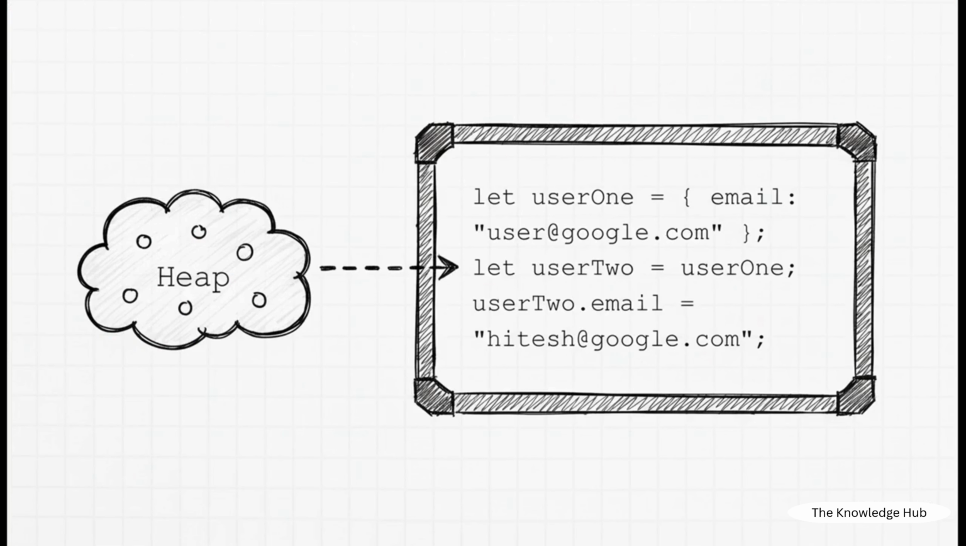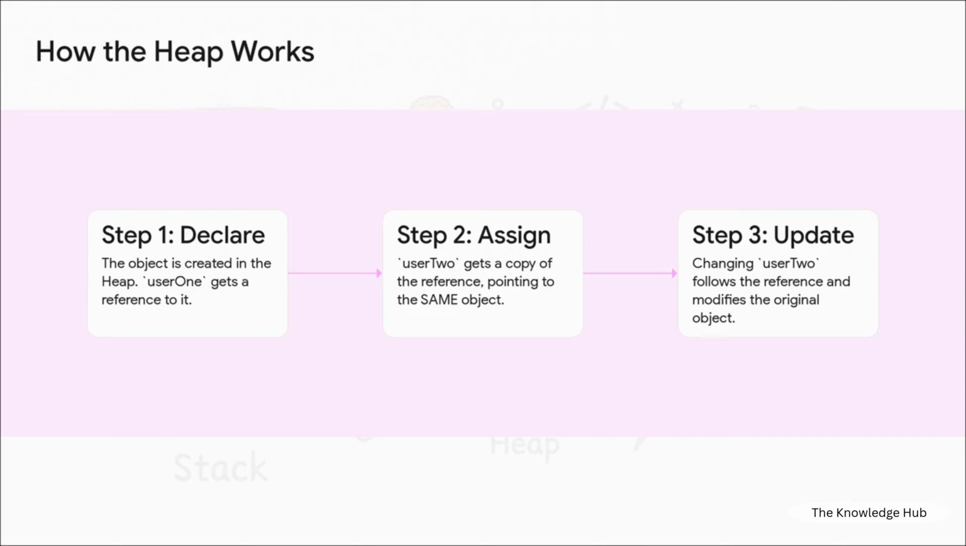Okay, look at this example. It looks almost identical to the last one, doesn't it? We create a user1 object, we make a user2 from it, and then we change a property on user2. But because this is an object, the result is going to be completely different. Pay really close attention here, because this is the whole trick.